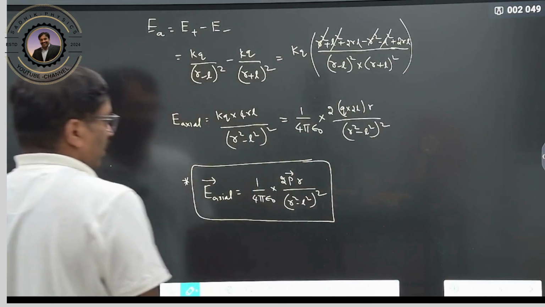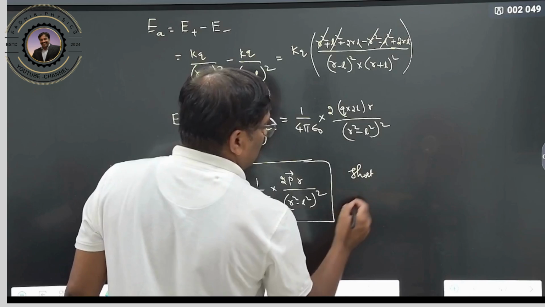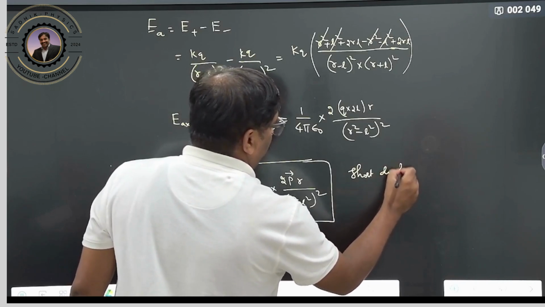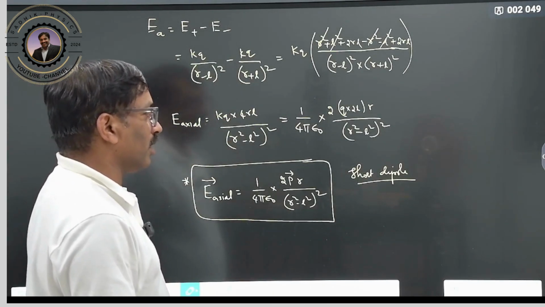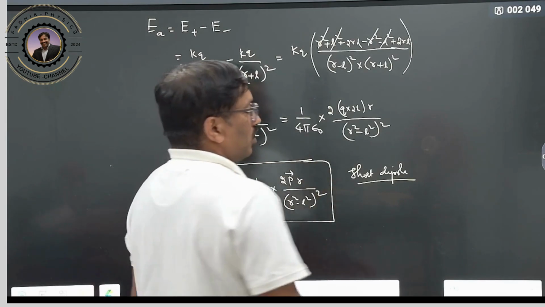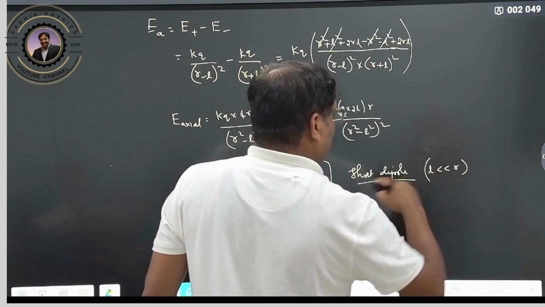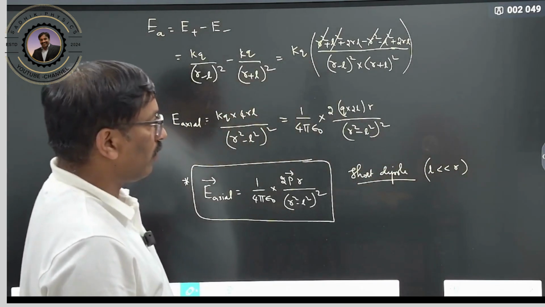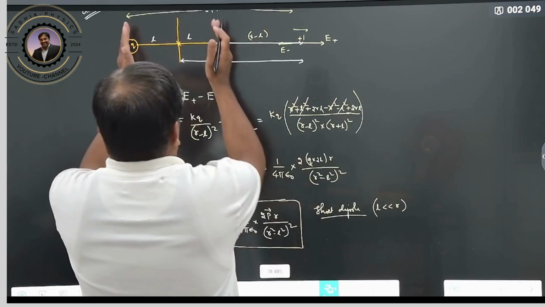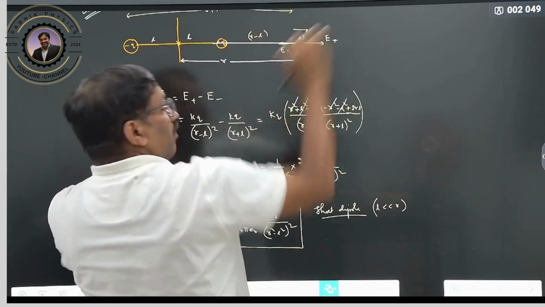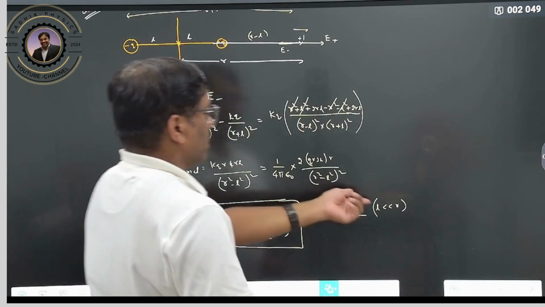This is for a far distance, so we will take a short dipole. Atoms are very small, so it is always better to go for a short dipole. What is a short dipole? The distance between the two charges is very small compared to the distance at which we are calculating. The dipole is very small, and we are calculating at a very far away distance, so L is much smaller than r.